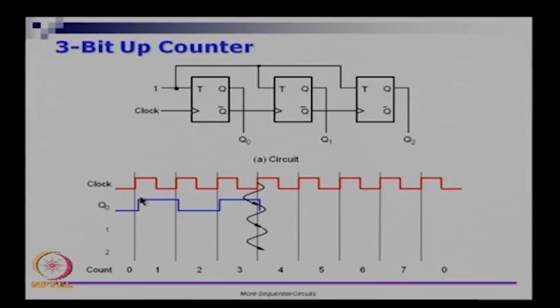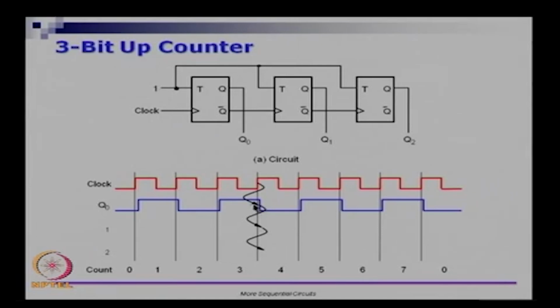So you will see that Q0, like I mentioned in the previous slide, is switching at half the frequency of clock. When clock goes from 0 to 1, Q0 went from 0 to 1, and again it went from 0 to 1 here. So Q0 toggles from 1 to 0 and so on, and that will continue for the rest of the time because you have permanently tied the input at 1.